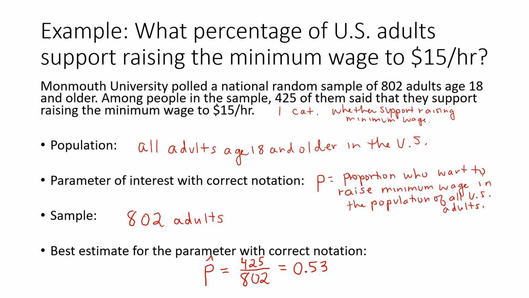So again, the way to decide what kind of parameter we're interested in and what statistic to use as the best estimate is to figure out first what kind of variables I have and then use that to guide my choice.